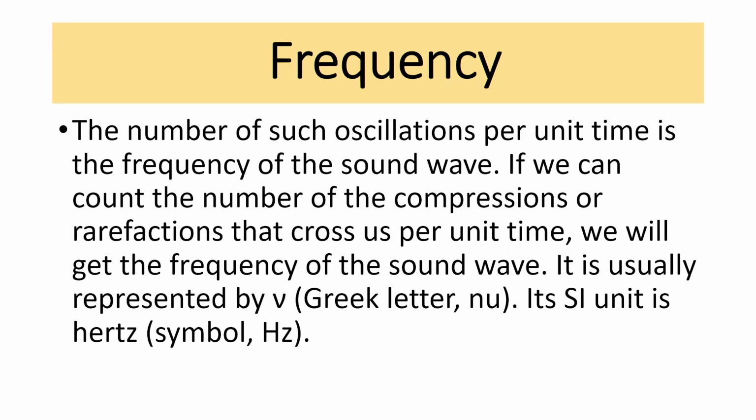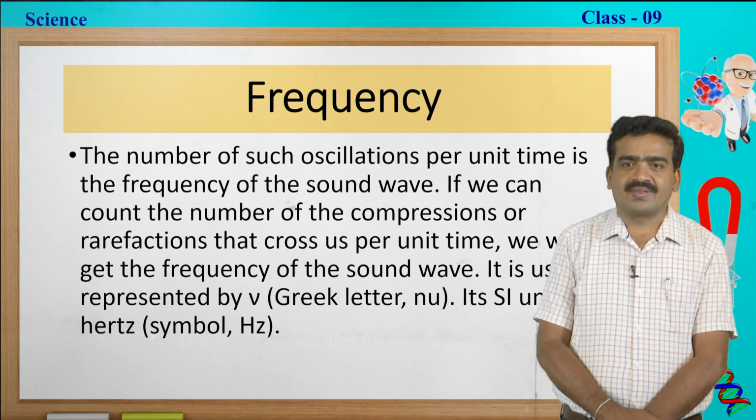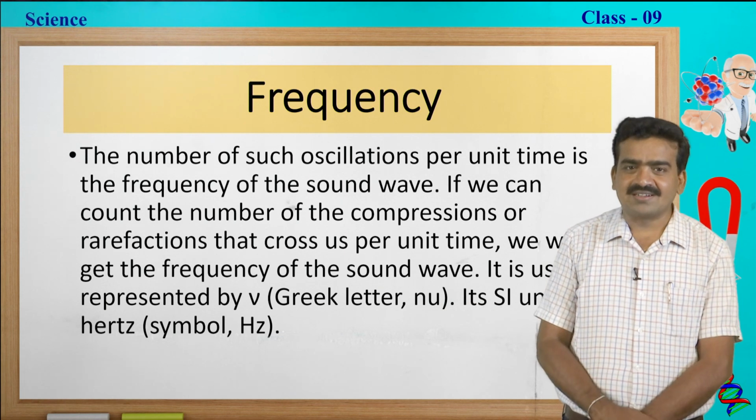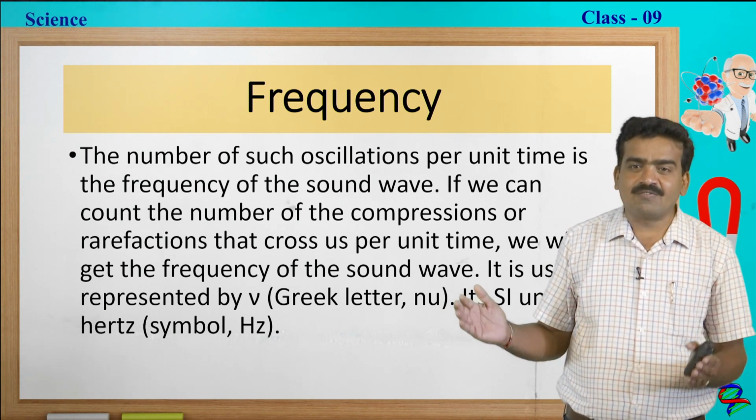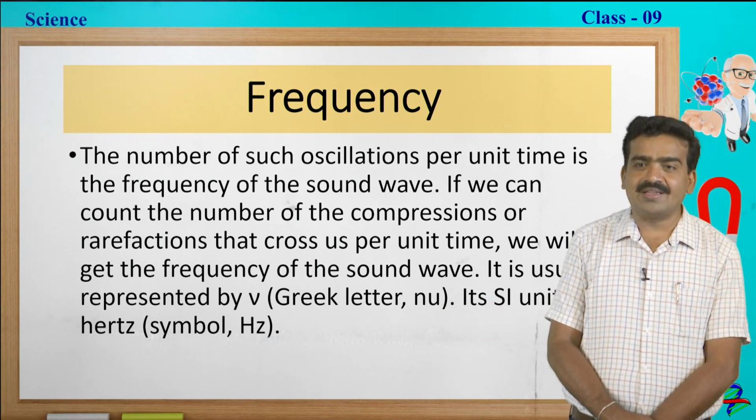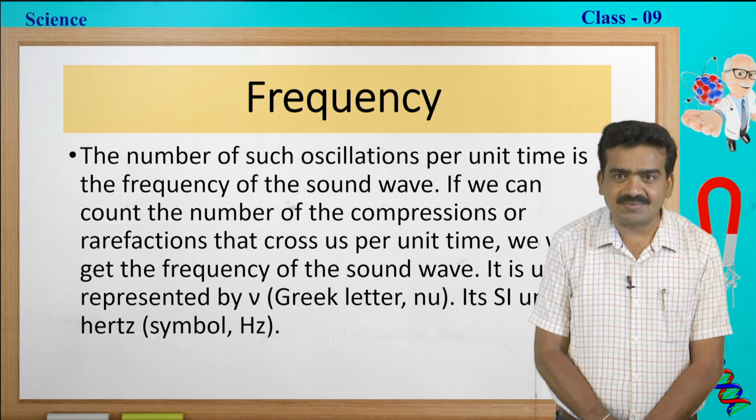If we can count the number of compressions or rarefactions that cross per unit time, we will get the frequency of the sound wave. It is usually represented by the letter nu, and its SI unit is hertz. So, the symbol is Hz. Can you repeat what is the frequency? Yes, the number of oscillations per unit time is called the frequency of the sound wave.